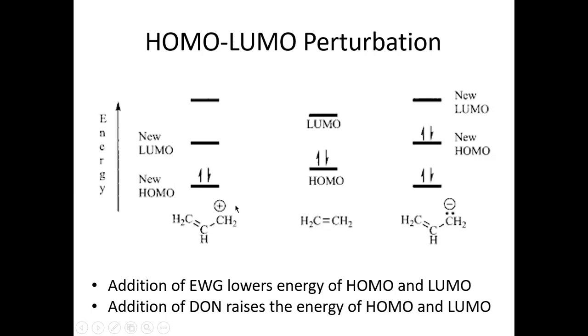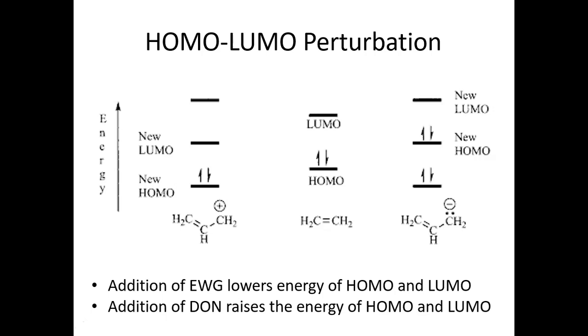Because if I'm reacting through the LUMO with the HOMO of a nucleophile, then I want my LUMO to be low in energy, because I want the nucleophile HOMO to be able to reach it so that they can overlap, so the orbitals can overlap.